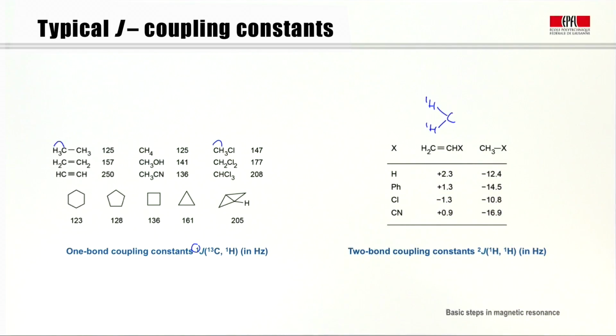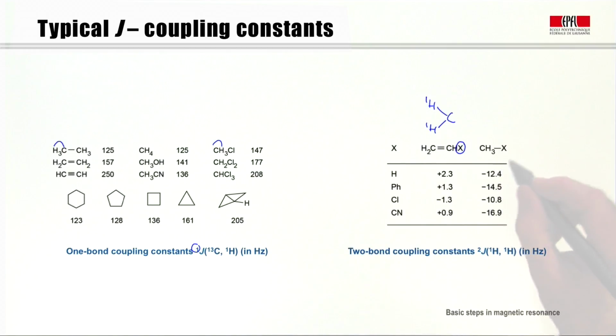And in the case here, if we look at the proton-proton coupling between these two protons attached to the same carbon, because these protons are not equivalent, we can measure this coupling between them. And these couplings are in the vicinity of a few hertz, and they are critically dependent on whether the substituent X here is an electron donating or withdrawing group. And in this case, the dependence is even more pronounced.